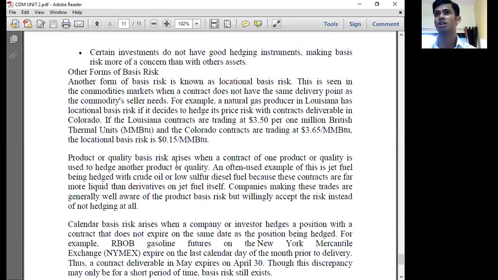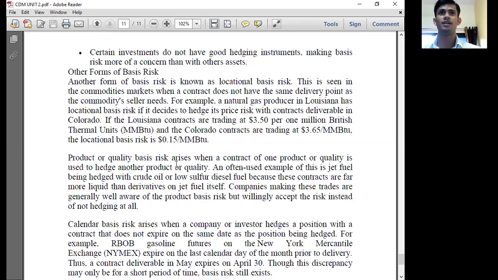What is the second risk? Location basis. This is seen in the commodities market where the contract does not have a specific delivery point. It means your delivery point is such that it is impossible for the contract to reach there. Your pin code is not findable, your area is short of roads to export the goods, and the roadway is not equal and so on. These affect your business.